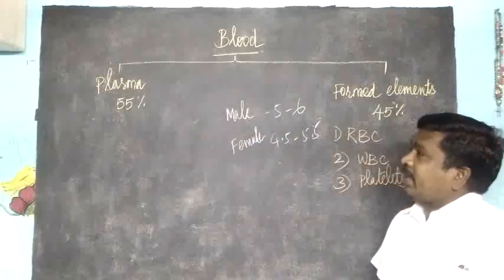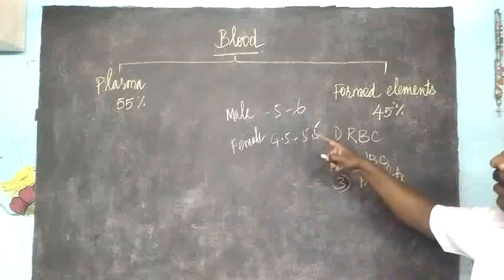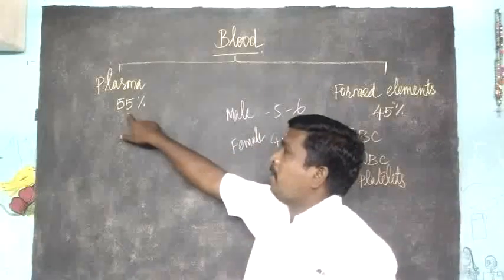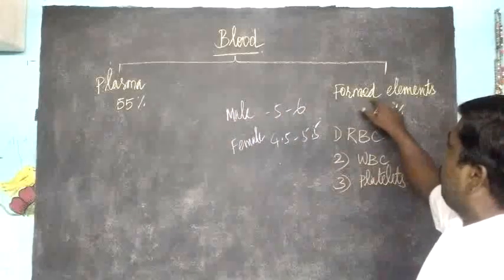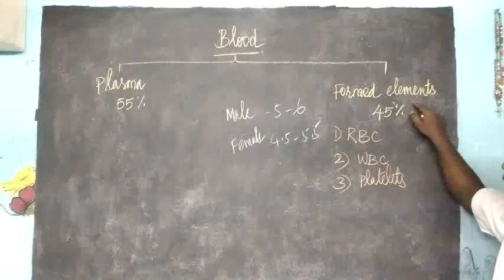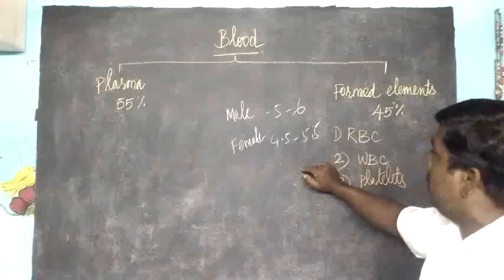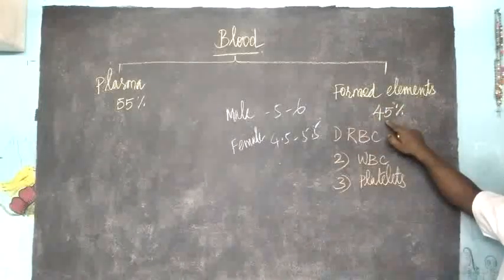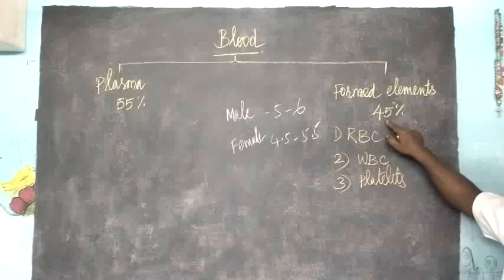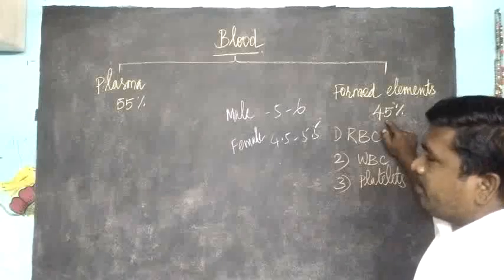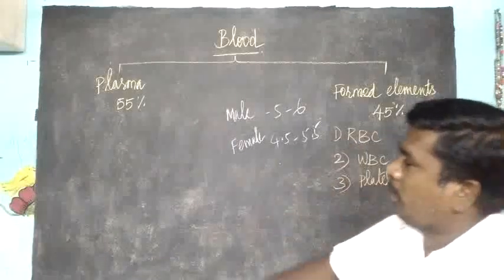The component of blood is divided into two. One is blood plasma and another one is the formed elements. Blood plasma occupies 55% of the total blood and formed elements occupy 45% of the total blood. The blood plasma contains different types of substances. We can see them one by one.